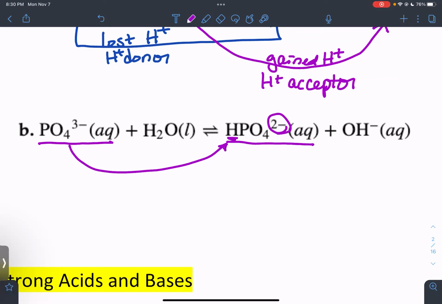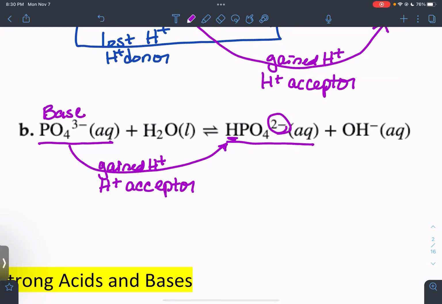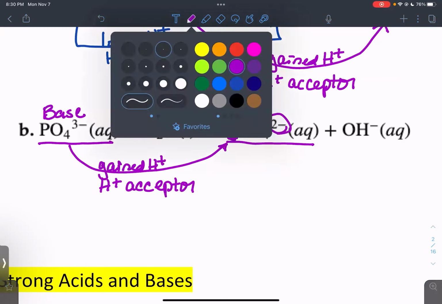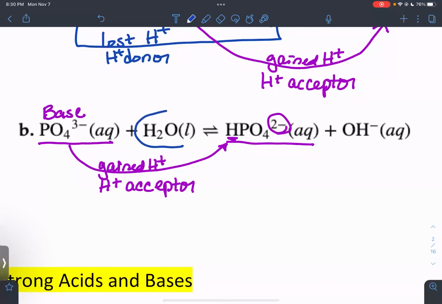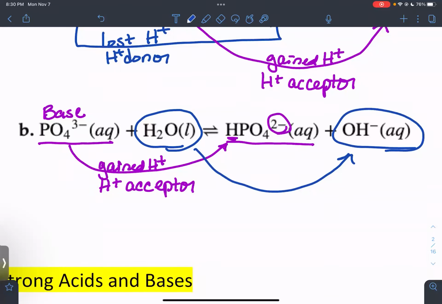So what happened to this substance? This one has gained a hydrogen ion. So this is my H plus acceptor, right? And what do we call our H plus acceptor? We call this one a base. Okay, switch colors and hint, hint, hint. If one thing's a base, the other has to be the acid. So let's say why it's an acid.